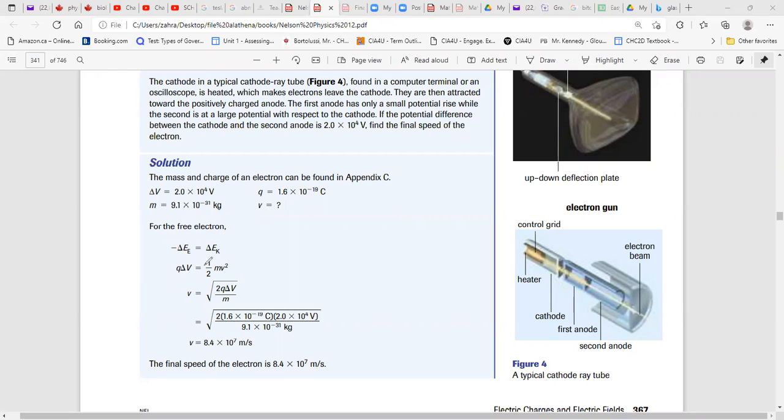work done is equal to the change in kinetic energy, right? The work done is Q delta V, and the change in kinetic energy is half mv² minus initial half mv². Because the initial kinetic energy is 0, you don't see that. We can rearrange it for velocity here. So m to the other side, 2 to the other side, square root both sides, and the velocity. Knowing the Q delta V and m, you can find the velocity, which is 8.4 × 10⁷ meters per second.